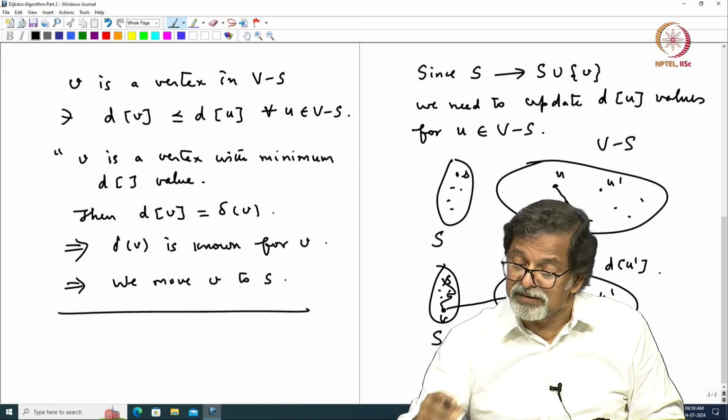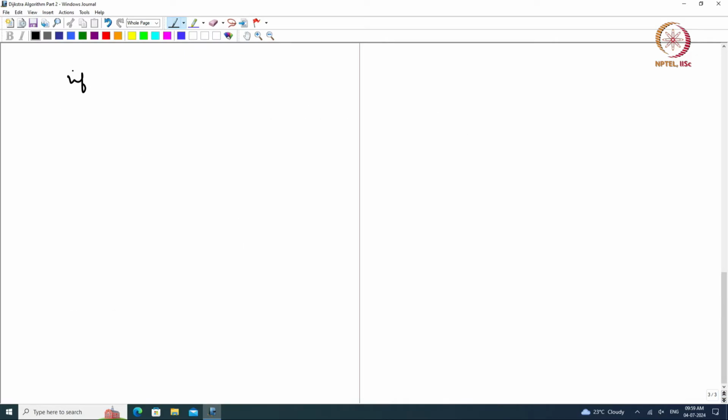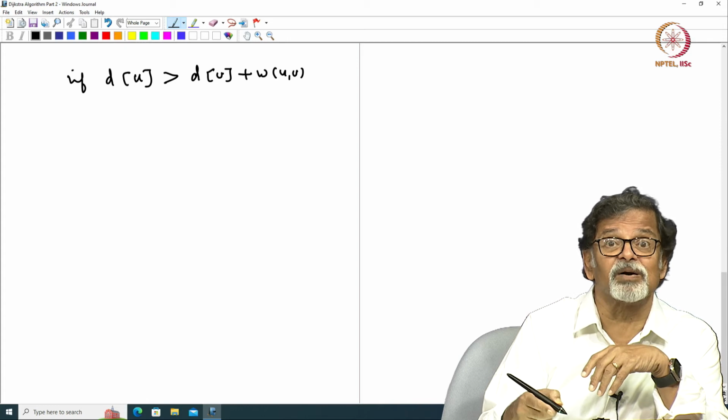How do we know? What is the weight of this new special path? It is d of v plus weight of vu. This is the weight of a new special path to u. Whether this new special path is updating the minimum, how do we check? If d of u is greater than d of v plus weight of uv, then the new special path is the minimum special path. It has got a smaller weight.